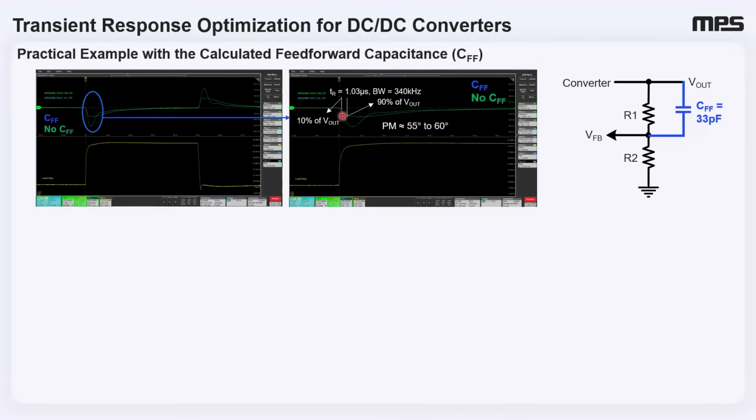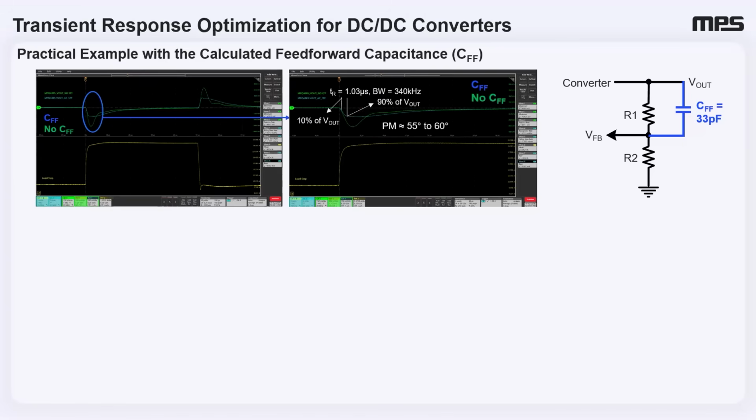Specifically, the response time is reduced to just 1 microsecond, a clear improvement over the no CFF case, and this corresponds to a bandwidth of 340 kilohertz. Further, the phase margin is now in the excellent range of 55 to 60 degrees, because we don't see any bumps in this area, maybe a minute bump. So this corresponds to a phase margin close to 55 to 60 degrees, indicating good stability.